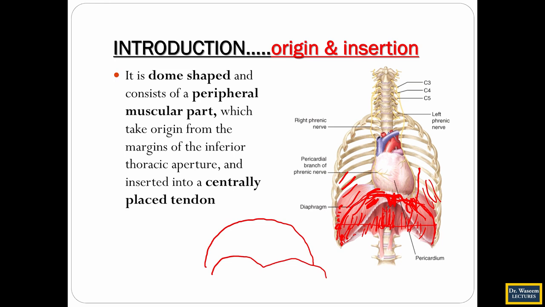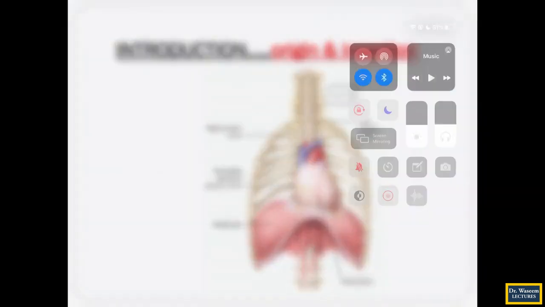So it is taking origin from the bones constituting the inferior thoracic aperture, and after taking origin, all these fibers which come from the front, from the sides, from the back, insert into a single attachment. This is the central sheet-like structure in the middle, which constitutes the central part of the diaphragm. This is called the central tendon of the diaphragm. So the peripheral part of this muscle is the muscle, and you have seen this here.